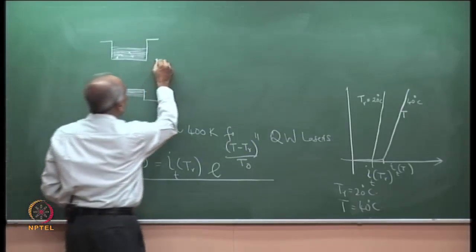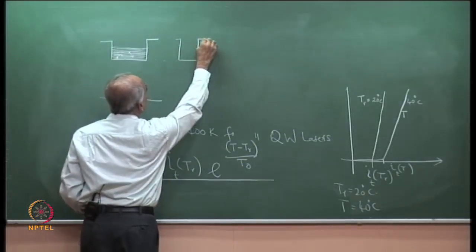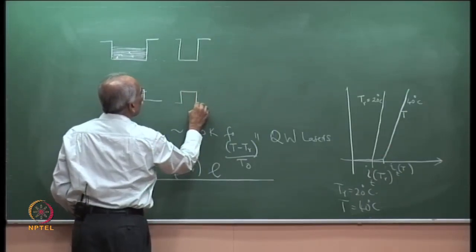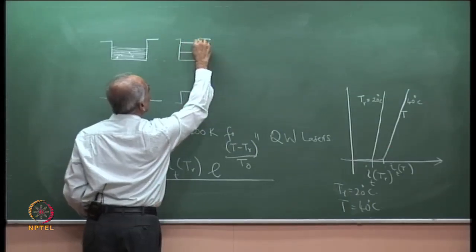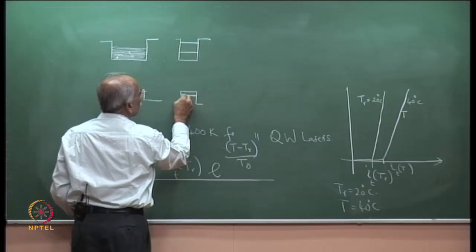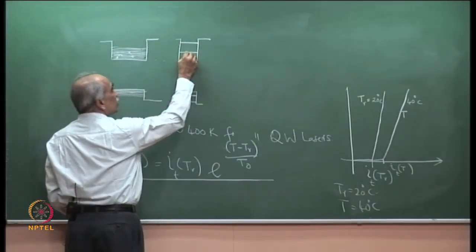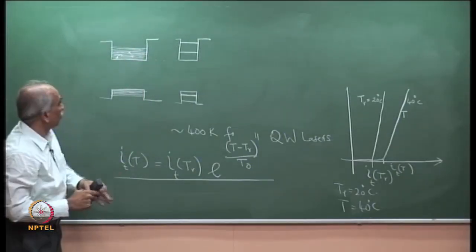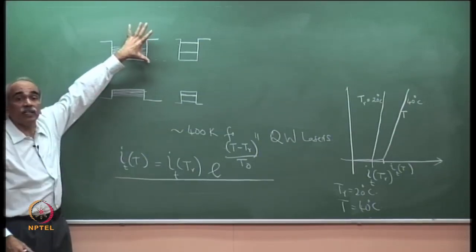If you draw by this side the quantum well structure, this is not to scale, let us say there are only two levels or one level. For transitions here, transitions are continuous. A small change in temperature changes the carrier distribution.